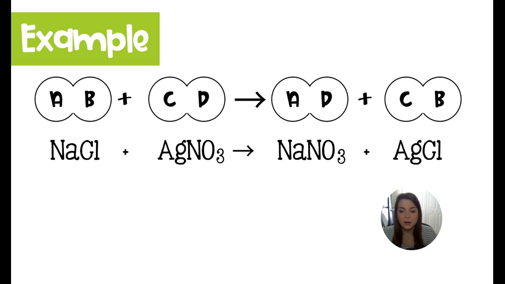But silver chloride is an insoluble product. Halides, like chlorine, would really like to dissolve, but silver is going to prevent the chlorine from dissolving. So in this case, both of our reactants are soluble, which we would represent with this aq for aqueous. The sodium nitrate is also aqueous. It will dissolve in the water, but the silver chloride will not, hence the s representing solid.